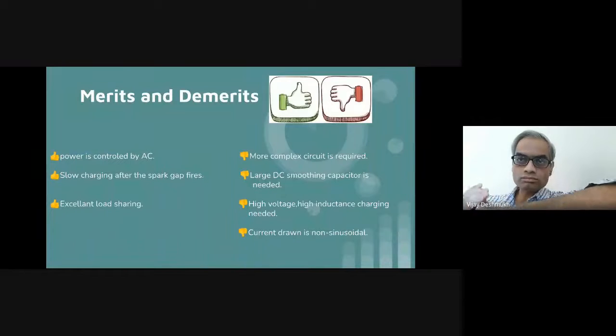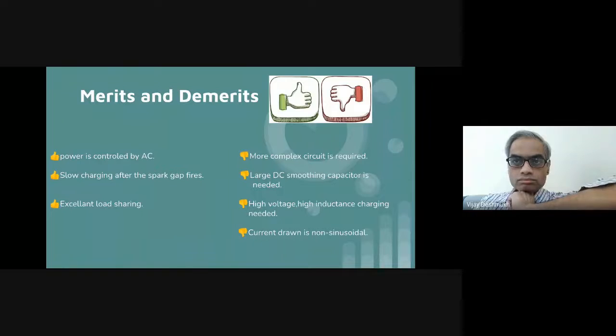The merits and demerits of the Tesla coil. First merit is we can control power by alternating currents. The charging is slow after the spark gap fires. It performs an excellent load sharing.